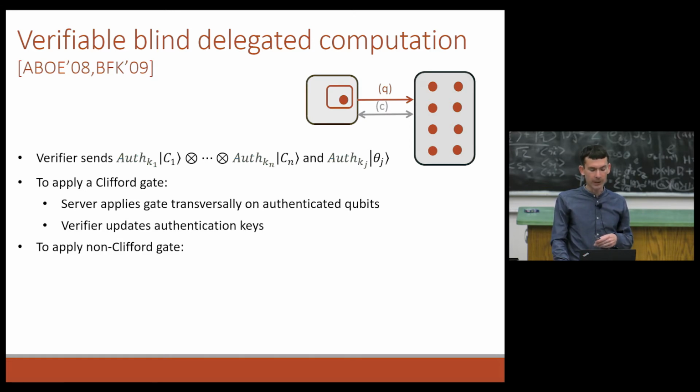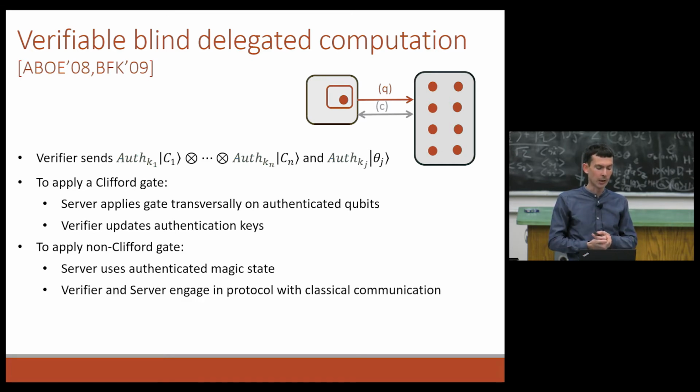Non-Clifford gates are a bit more complicated. They require this little gadget that was sketched on the previous slide, where the server is going to use one of the authenticated magic states. It doesn't know what the magic state is, but it knows that it's meant to be used for the application of a Toffoli gate. And so it uses that. It applies the gate using those. It makes a certain measurement afterwards and reports the outcome of that measurement to the verifier.